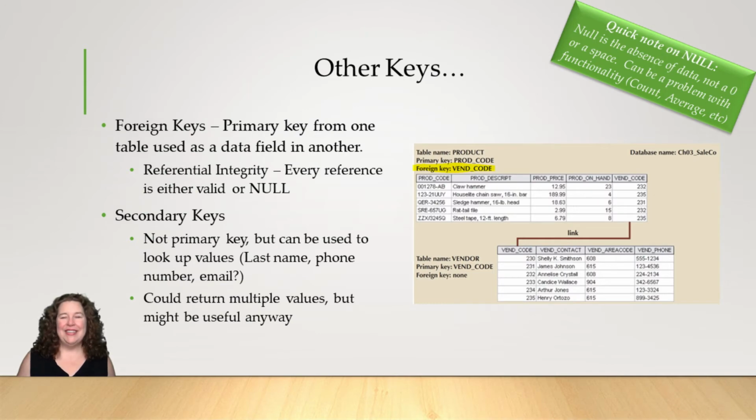You thought you were done with keys. No. So we have other keys. The foreign keys are actually really, really important. Foreign keys are a primary key from a relationship table that is in a secondary table.